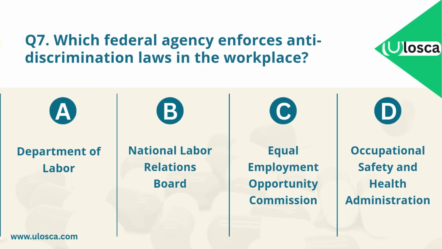Question 7. Which federal agency enforces anti-discrimination laws in the workplace? A. Department of Labor. B. National Labor Relations Board. C. Equal Employment Opportunity Commission. D. Occupational Safety and Health Administration. Which one is the correct answer?